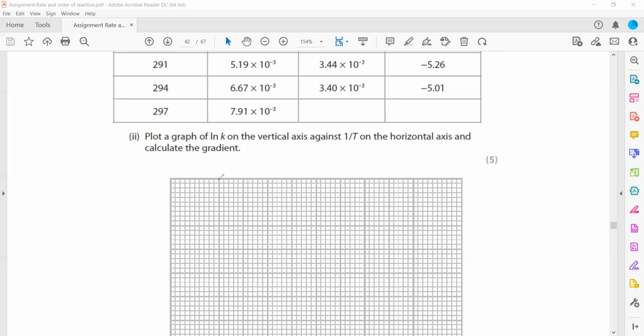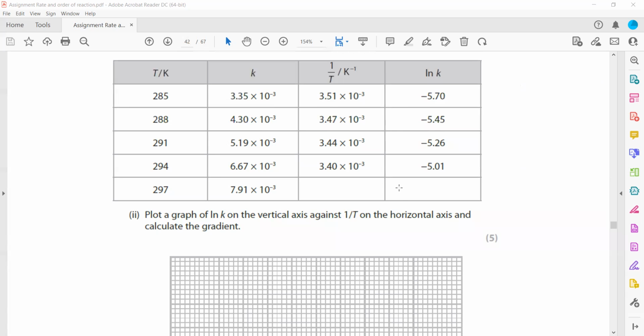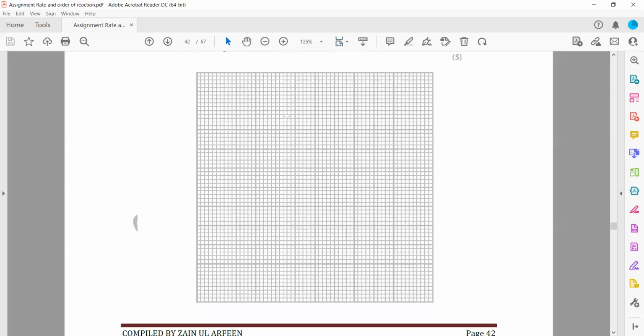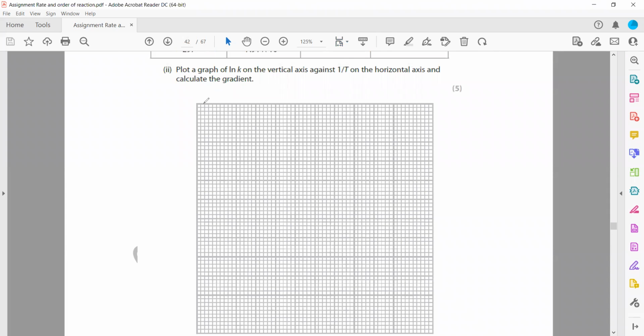If I take 4 boxes, 20, 3.4, 3.5, yeah, this will be good, 3.6. Starting with 3.3, then 3.4, 3.5, 3.6. Then for the y-axis, we have the smallest value as 4.8 and the highest is 5.7. Try to extend the scale so your graph is more prominent.